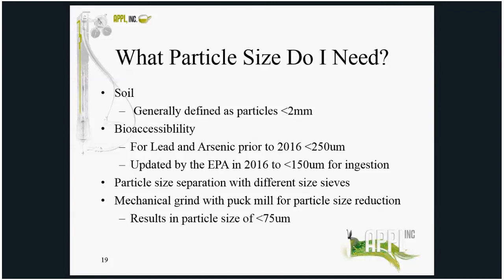Mechanical grinding using a puck mill reduces particle size, which increases the subsampling precision. This is especially critical for samples that have nuggets of concentration in them.